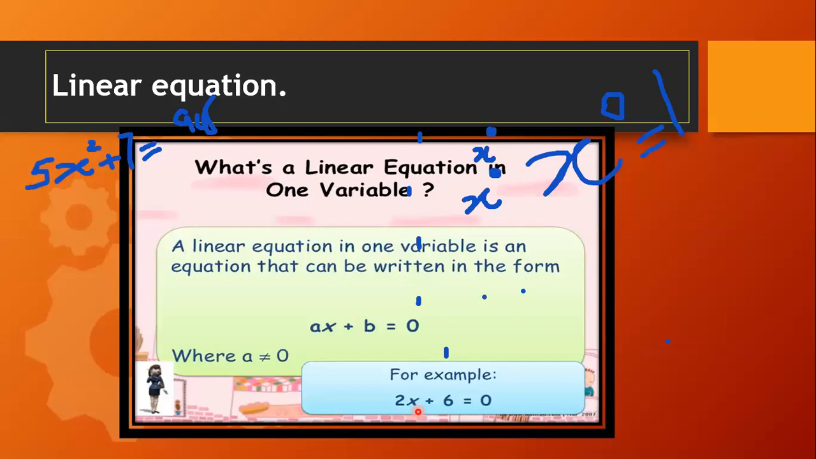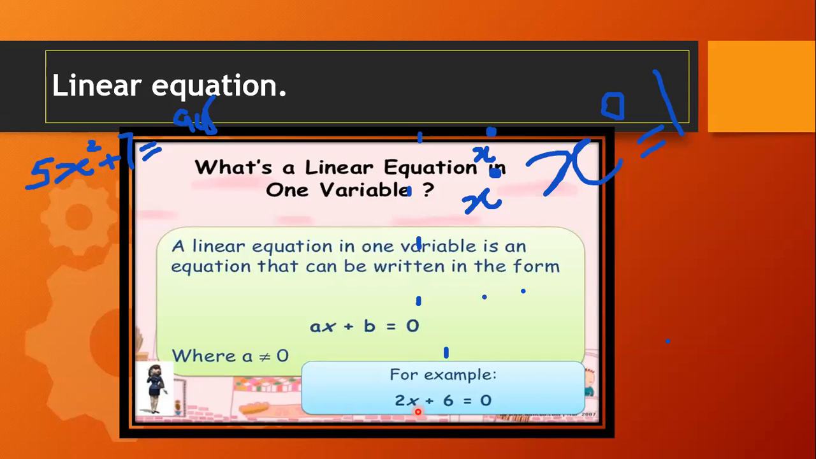What is the constant in this equation? No. Plus is a sign. 6 is the constant only. And what is the coefficient of x in it? That is 2.